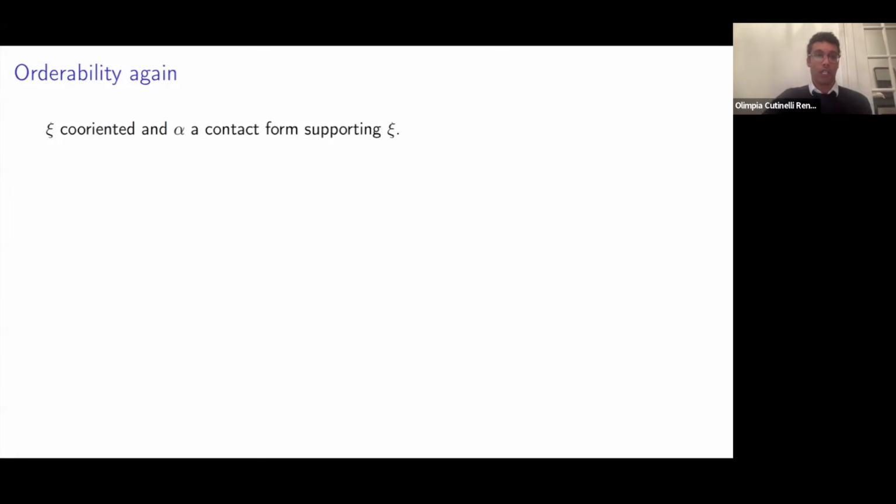So if you take a co-oriented contact structure, what it means, one way to see it is to say that you have a one-form such that the kernel of the one-form is exactly your contact distribution.